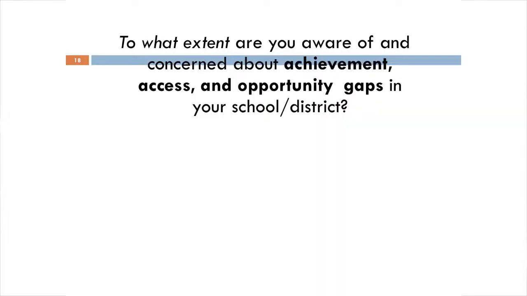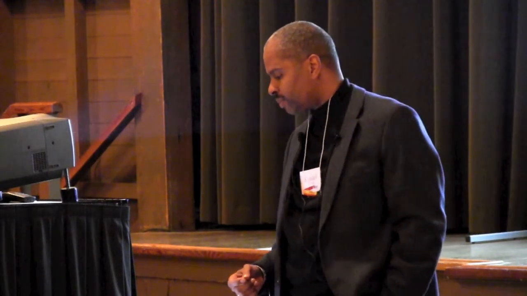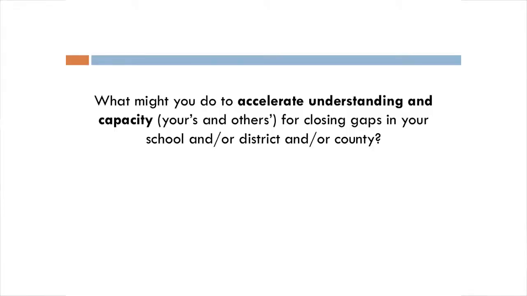So some questions to think about. To what extent are you aware of and concerned about achievement, access, and opportunity gaps in your school and in your district? To what extent are your colleagues and other stakeholders aware of and concerned about these gaps? And lastly, what might you do to accelerate understanding and the capacity for closing gaps in your school and/or district and/or county?